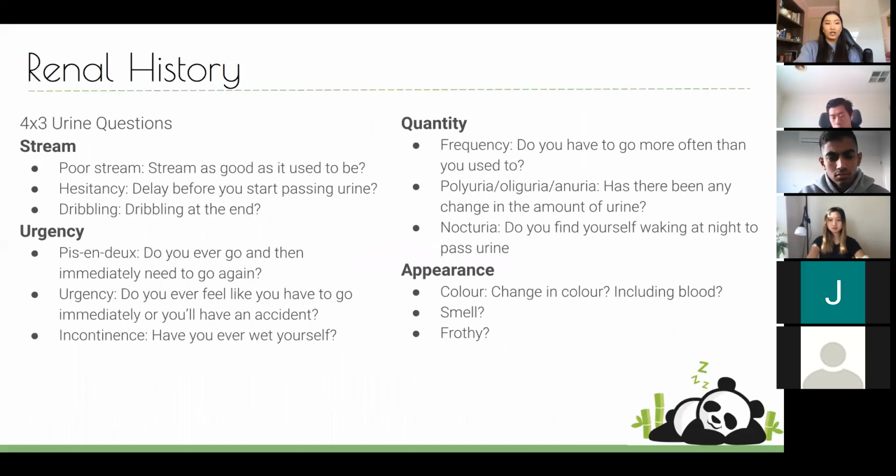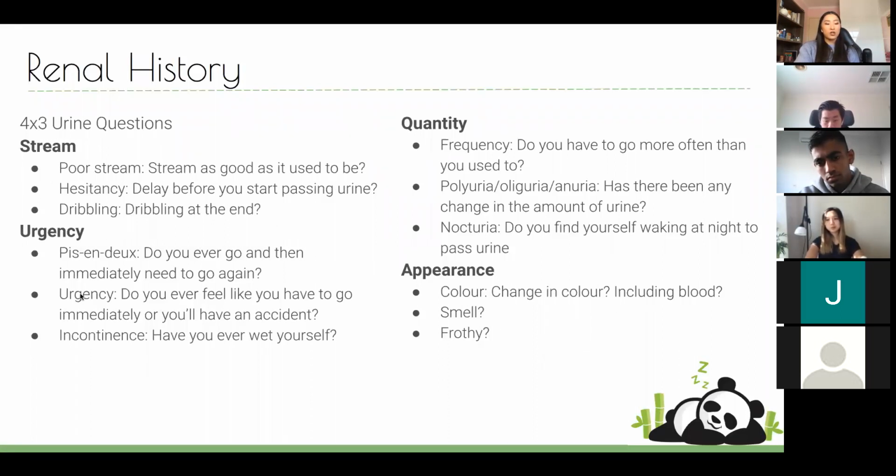The renal history, I group it into 4 categories, 3 questions each. So you think about stream first. Is the stream as good as it used to be, or is it poorer? And that could indicate obstruction. Is there hesitancy? Are they slow to start? Or is there dribbling? Are they slow to end? This is all really related to BPH as your main cause.